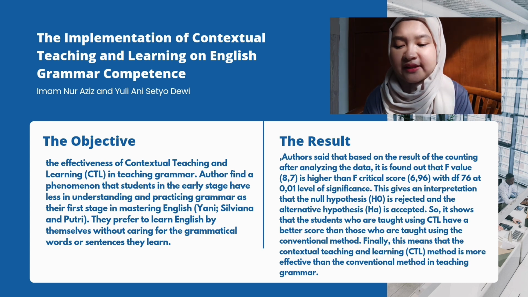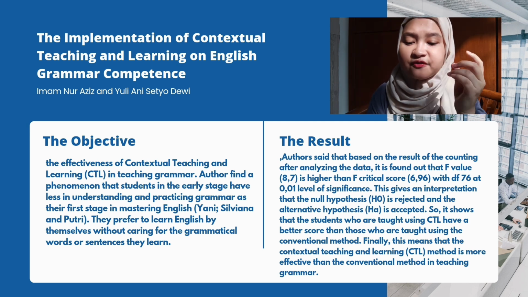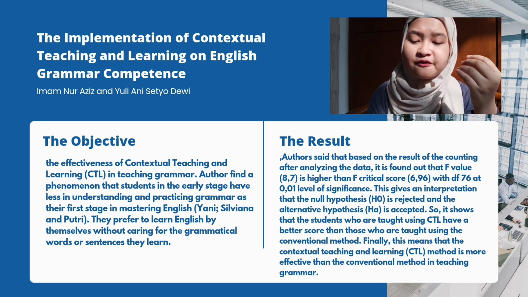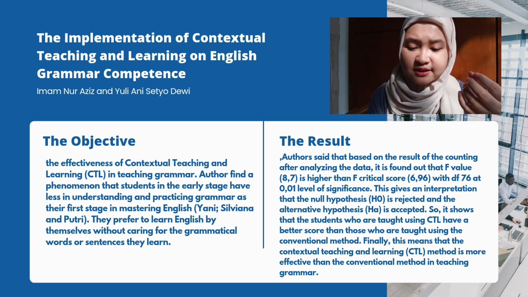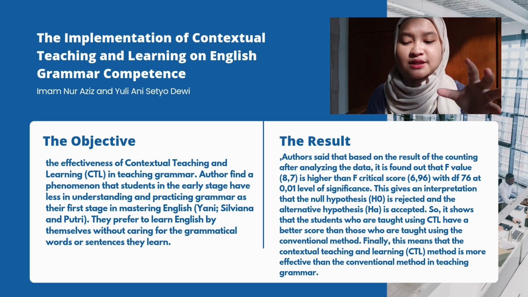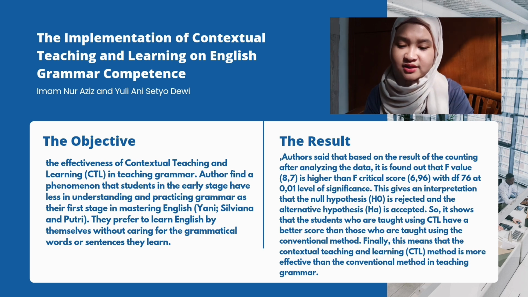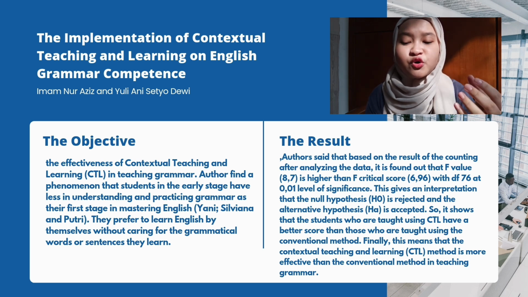They prefer to learn English by themselves without caring for the grammatical words or sentences they learn. The result, the authors say, is that based on the result of the counting after analyzing the data, it is found that the F value 8.7 is higher than the F critical score. This gives an interpretation that the null hypothesis is rejected and the alternative hypothesis is accepted. So it shows that the students who are taught using CTL have a better score than those who are taught using the conventional method. Finally, this means that the contextual teaching and learning (CTL) method is more effective than the conventional method in teaching grammar.